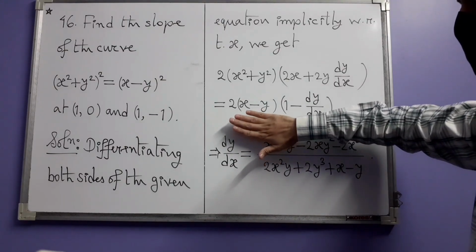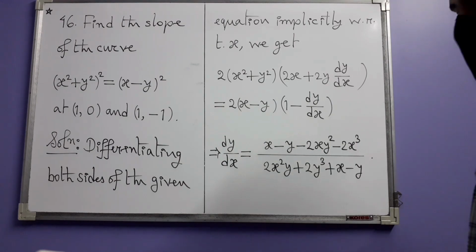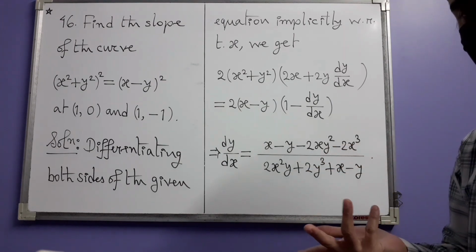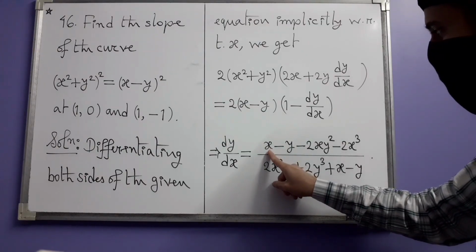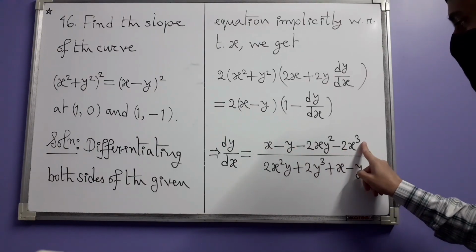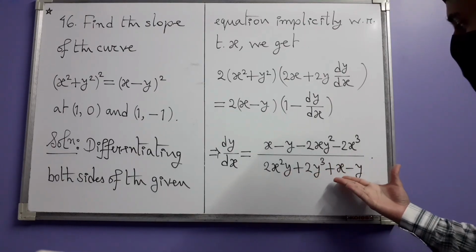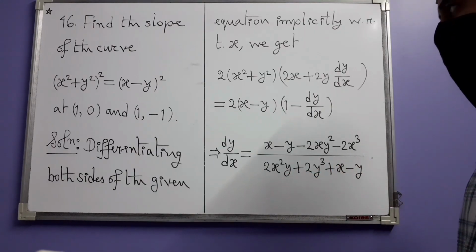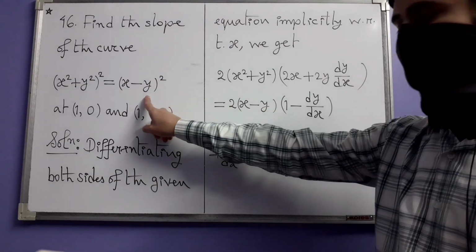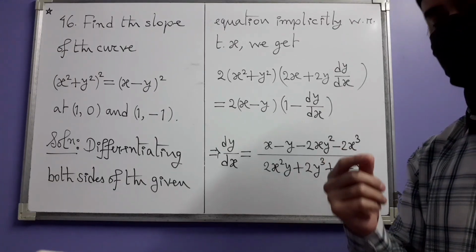So I urge you to actually supply the missing steps and see what I wrote here really is what we should get. So it becomes x minus y minus 2x y squared minus 2x cubed, divided by 2x squared y plus 2y cubed plus x minus y. So this is the slope of this curve, whatever it is, at some general point x comma y.